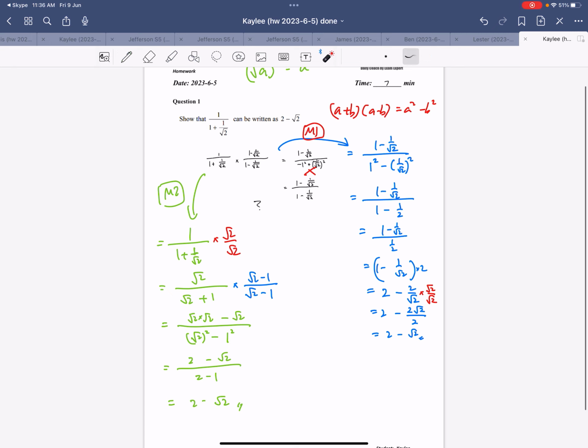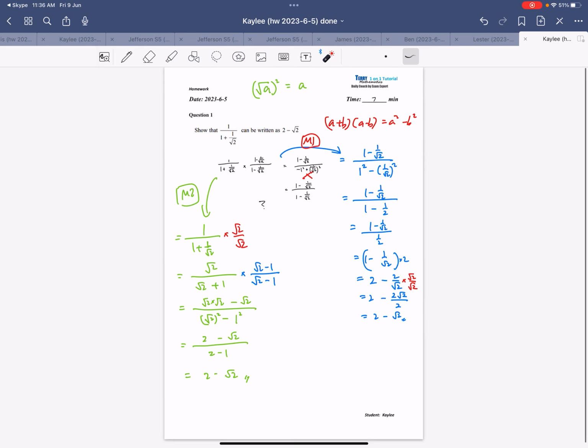Okay, so in these two methods, we need to do a plus b times a minus b, you see, and also because we have the root 2 in the denominator, you need to multiply by root 2 over root 2, similar to this working, but I do this working in the first step to cancel out this denominator. Okay, so that's the end of this explanation.